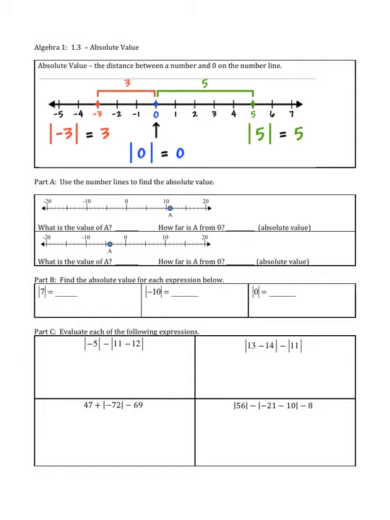Today we're going to get into the absolute value. Now, absolute value is the distance between a number and 0 on the number line. So what that is: you go from the number, -3. There it is, -3. You start here. You go 1, 2, 3. The absolute value of -3 is 3 because it's distance.